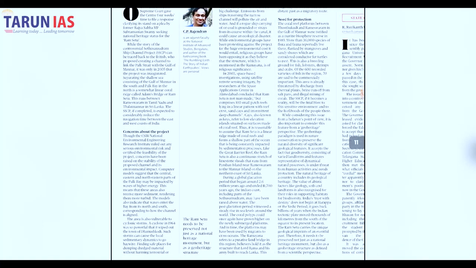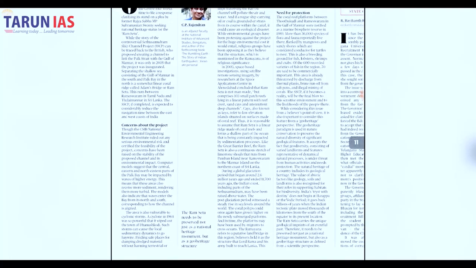In 1989, this area, the coral reef platform between Thoothukudi and Rameswaram in the Gulf of Mannar, was notified as a biosphere reserve. This biosphere reserve has more than 3,600 species of flora and fauna, and also mangroves and sandy shores, which are important for turtles. It is also very important as a breeding ground for fish, lobsters, shrimp and crabs. There are 600 varieties of fishes available, and out of 600, 70 are commercially important.